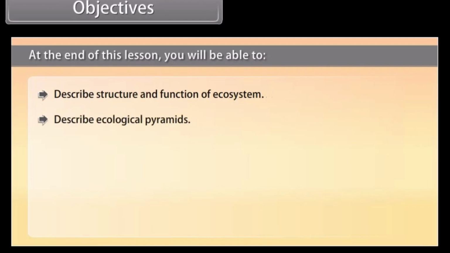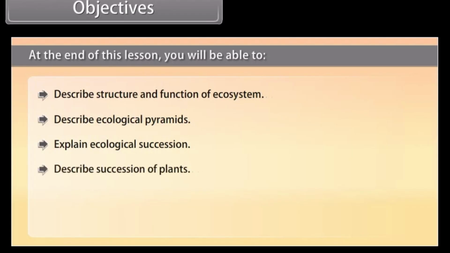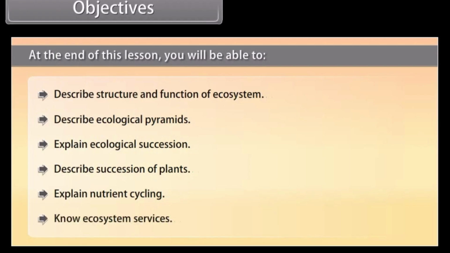Objectives. At the end of this lesson, you will be able to describe structure and function of ecosystem, describe ecological pyramids, explain ecological succession, describe succession of plants, explain nutrient cycling, know ecosystem services.